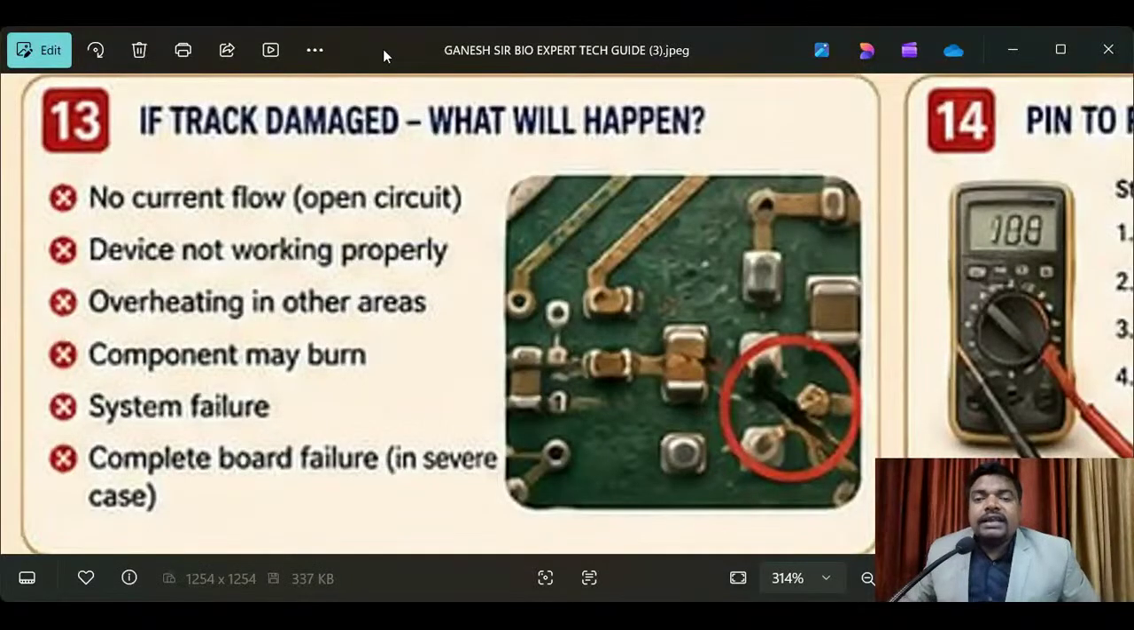Now see here, if a track is damaged, what will happen? In PCB, sometimes for damage, what will it cause? What component will get damaged? Those things, as a biomedical engineer, you should be aware of.